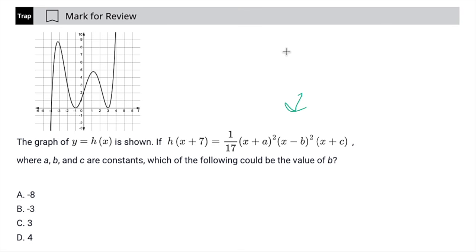So -4 would become -11, -1 would become -8, and 3 would become -4. The only one that shows up here is -8, so our answer is -8, choice A.